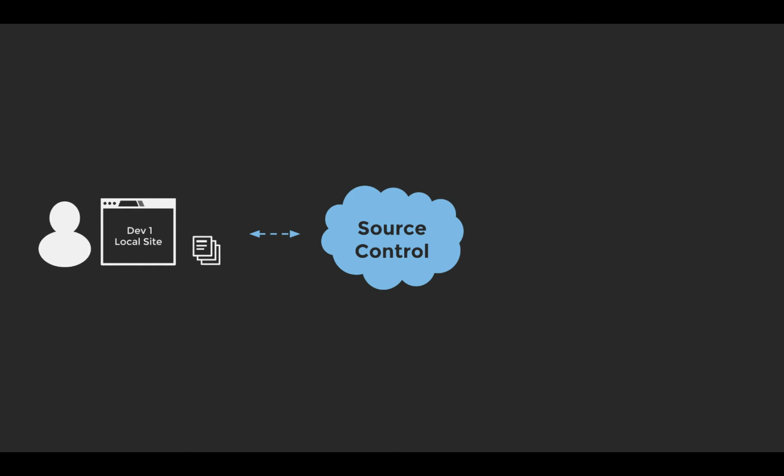Introducing developer number 1. She has a local build of Kentico running on her IIS. She has all the code, which she is getting from source control. Developer number 2 has the same setup. He has a local build and is pulling and pushing the code down from the repo.